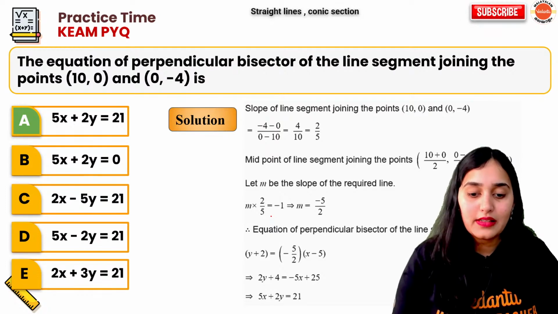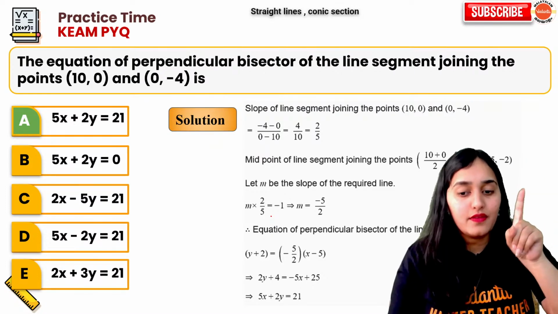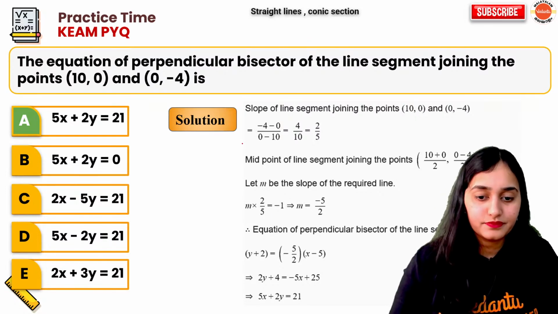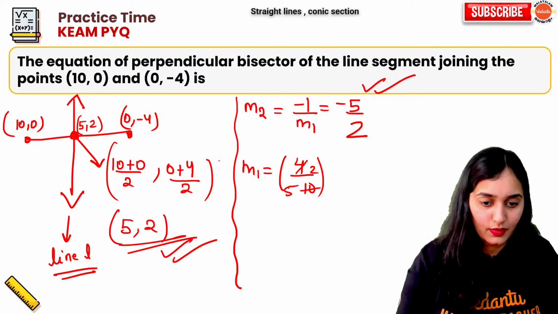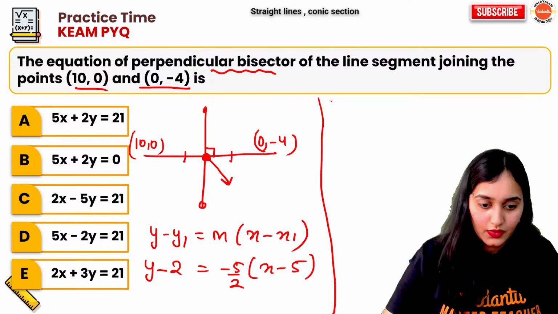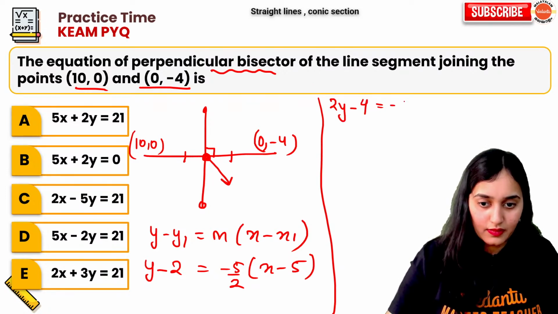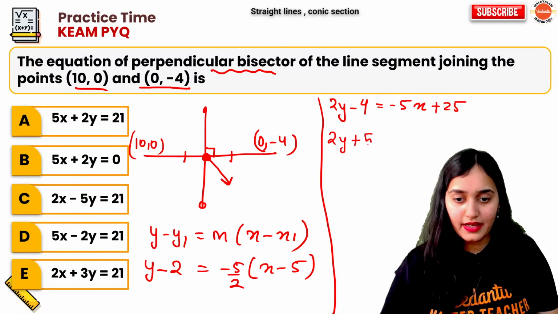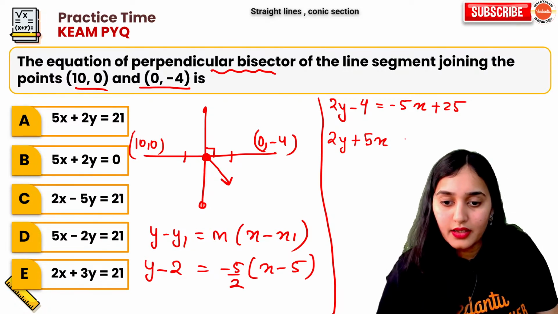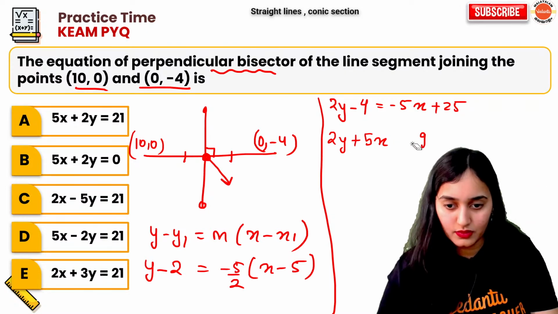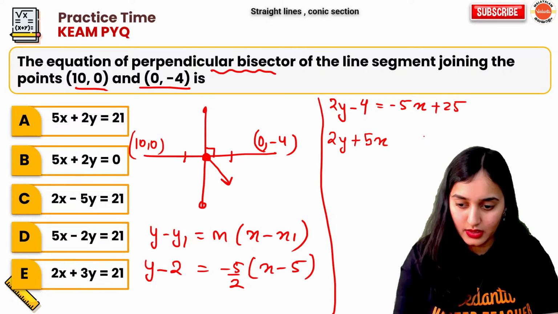So, once we have the points, now we will simply put it in the formula and we will have our answer. Where is my equation? Let me solve it. So, 2y minus 4 is minus 5x plus 25. So, it will be 2y plus 5x minus 29. Acha, it is given on the opposite side. So, let me write it.